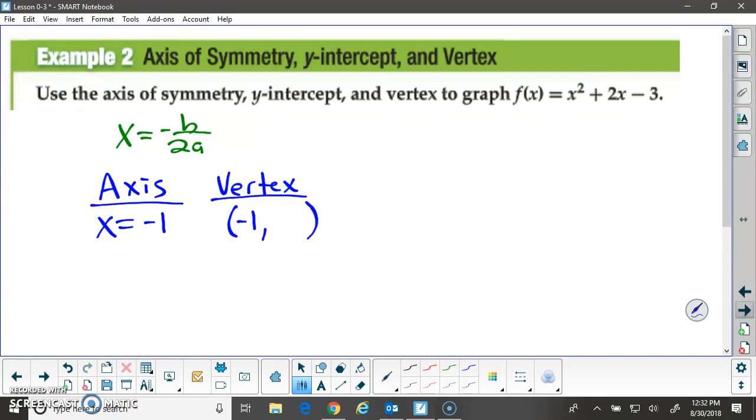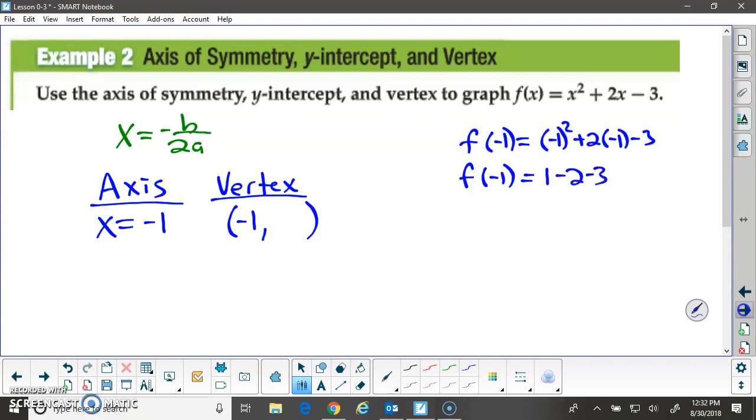And to find that corresponding y value, you have to put -1 into the function. Let's do that over here. So it looks like the output we get is -4, so there's the vertex. And then the y-intercept would be at 0, 3 in this particular case.